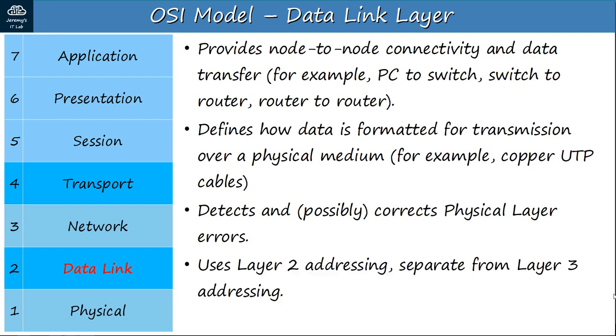Like Layer 3, Layer 2 also uses an addressing system. However, it is separate and different from Layer 3 addressing. Finally, switches operate at Layer 2. Switches look at the destination Layer 2 address to determine where to send the data.